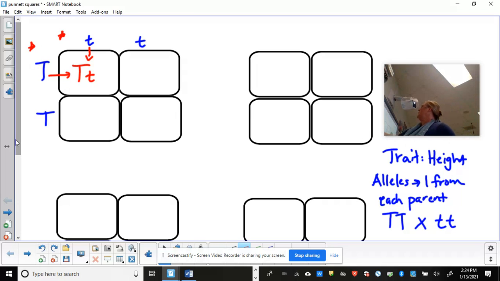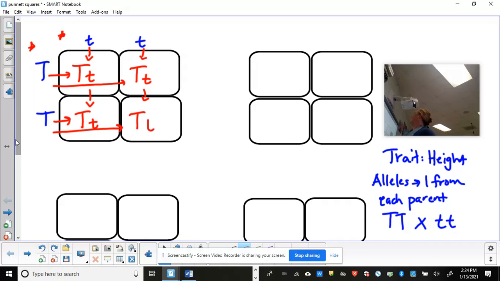And then you go and do this one. You're going to do the same thing, pull over and down, and that's big T, little t. And then you're going to pull this big T over and then this little t down, big T, little t. That big T over and this t down, again, big T, little t. So that's how you do a Punnett square. We're going to do several practice, but you follow that pattern to populate your squares, okay?